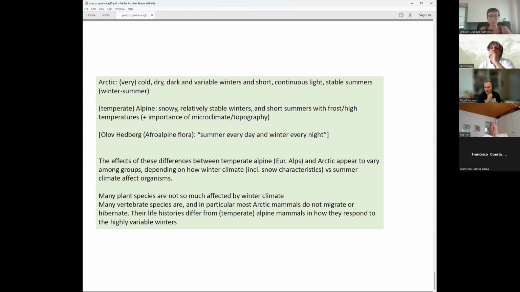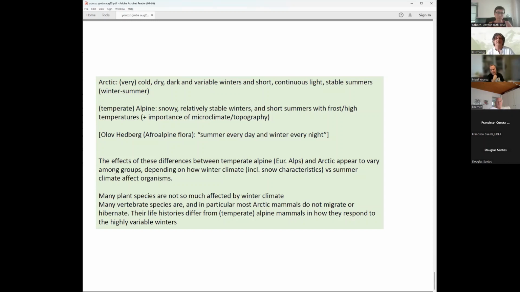And what I want to say here is that the consequences of these differences in terms of climate and variability are very dependent on the group you are looking at. The plants don't seem to be very sensitive to what is happening in the winter. They are under the snow, even under the ice, but that doesn't seem to affect them very much. But the mammals or the resident birds, of course, are strongly affected by this.